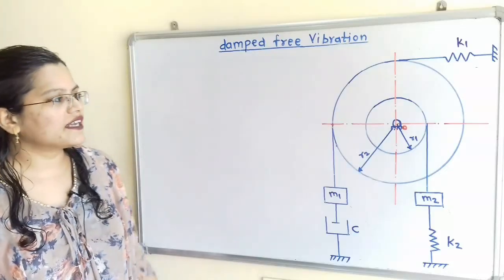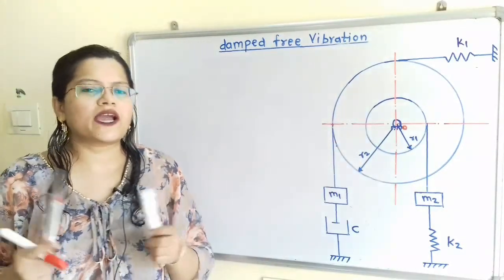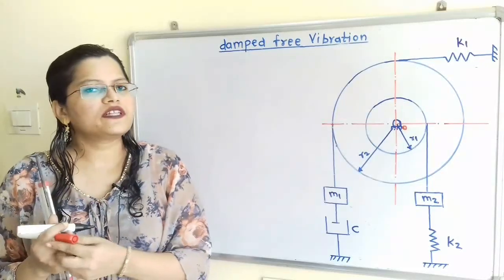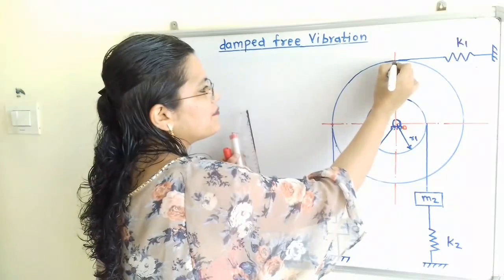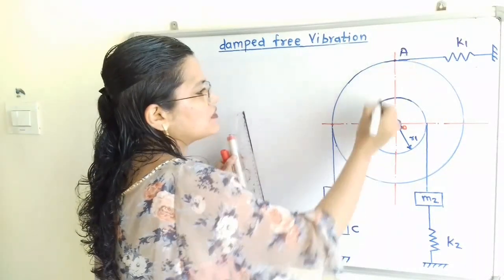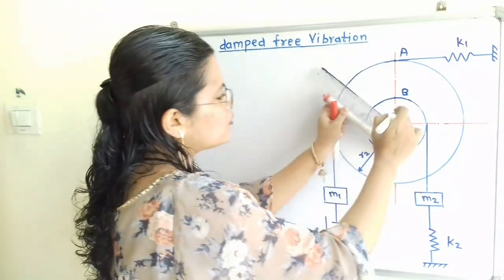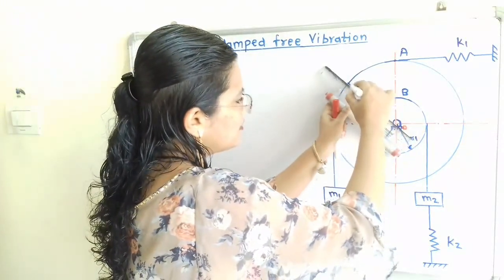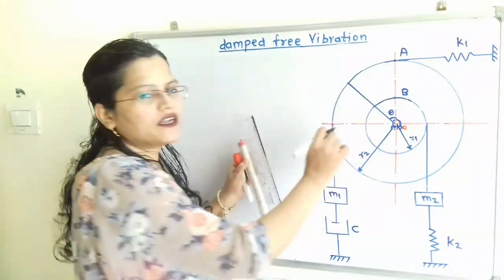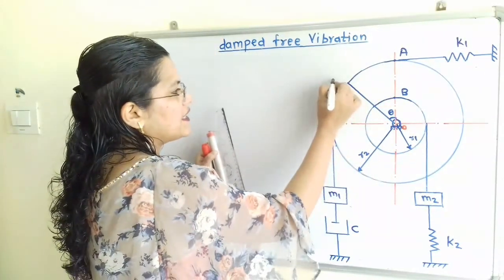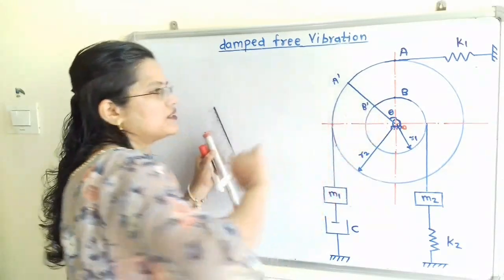We will consider here this disk rotated about the center O through an angle theta. So we will show this with the help of a diagram. I will consider the point A on this outside disk and point B on the inside disk. And here is the rotation through an angle theta. So what is the final position of A? That is A dash. And the final position of B is B dash.